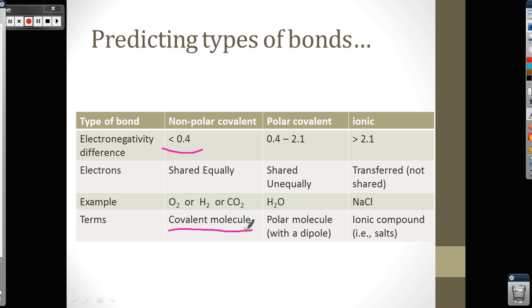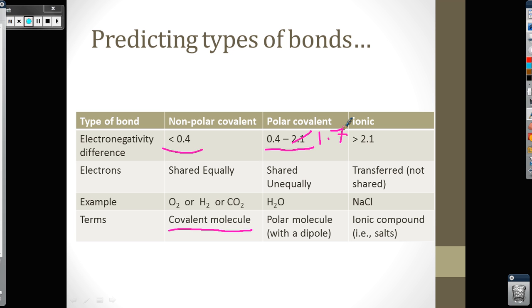If the two atoms have kind of a medium-sized electronegativity difference, and by medium-sized what I mean is if the electronegativity difference is greater than 0.4, but less than, your book says 2.1, but I'm going to change this and I'm going to say 1.7.